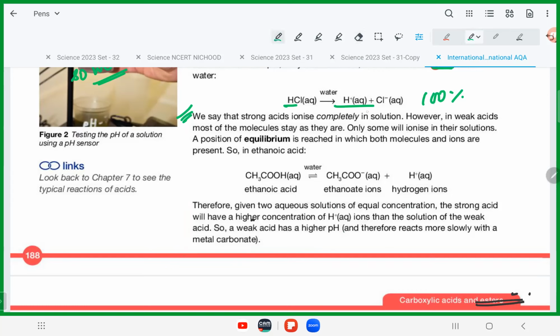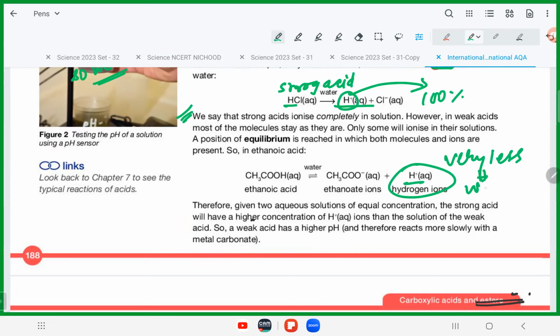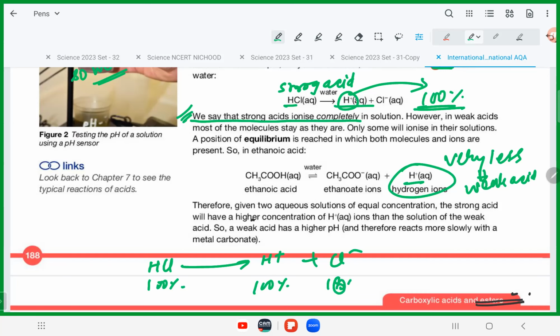HCl is the strong acid. Strong acid means giving more H plus ion. This H plus ion is 100%, and this H plus ion is very less. Very less H plus ion means it is going to be a weak acid. So we say that strong acid ionizes completely. HCl is 100% ionized, so it is going to give 100% H plus ion, and Cl minus also 100%. So we need to know about this H plus ion.